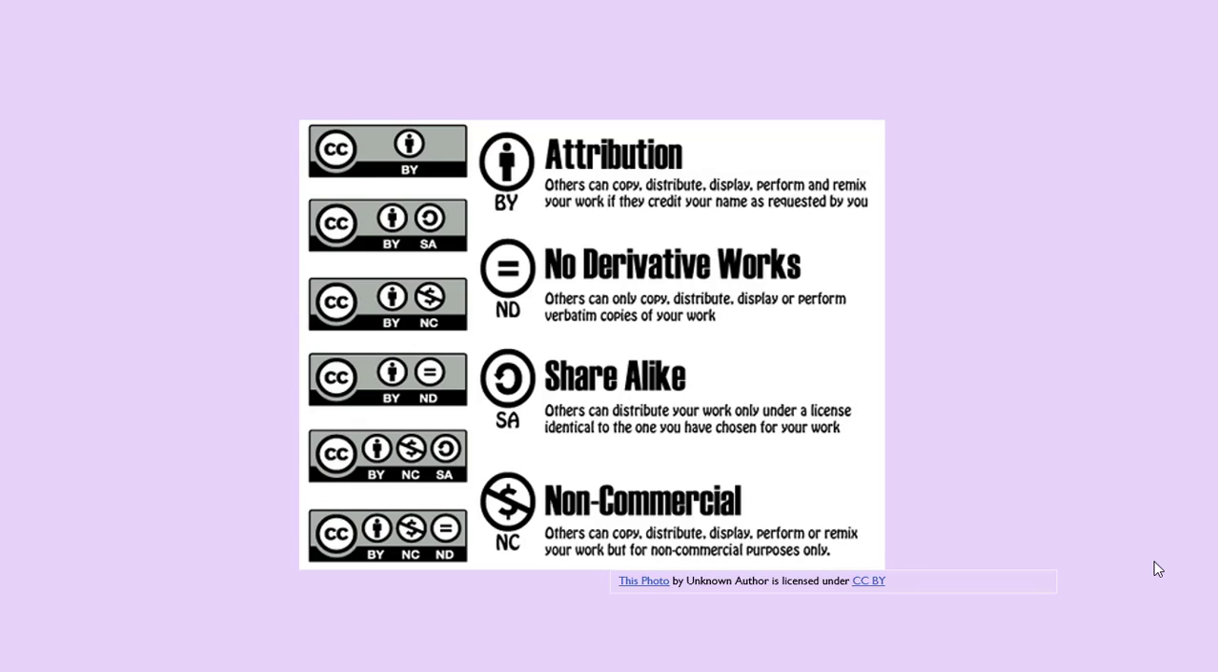ND, or no derivatives, means that the work can only be distributed in its original form, and this is the most restrictive of the Creative Commons licensing. A combination of these two-letter abbreviations indicates how the work can be used. For example, an OER textbook with Creative Commons licensing of BY, NC, SA means that users of the work should give credit to the creator, BY. Users cannot sell a copy of the work, NC, and users can make changes to the original, SA.